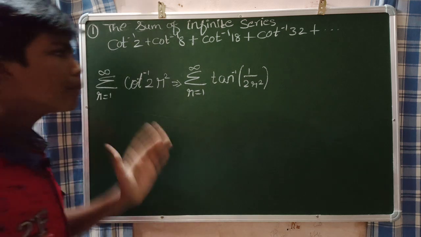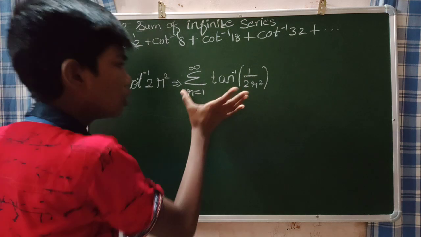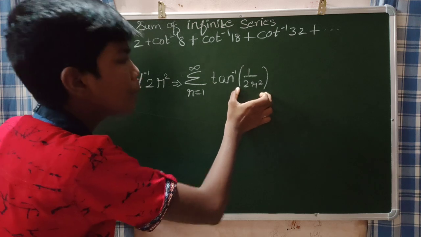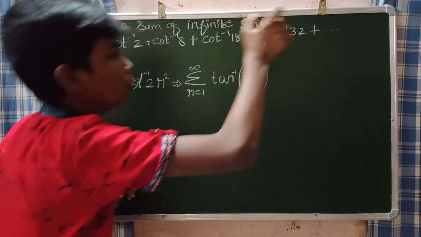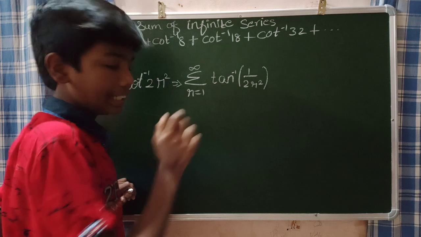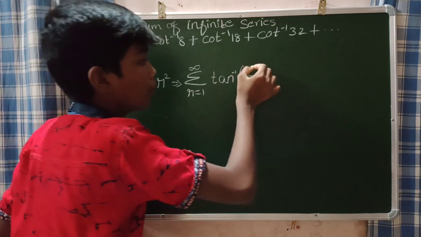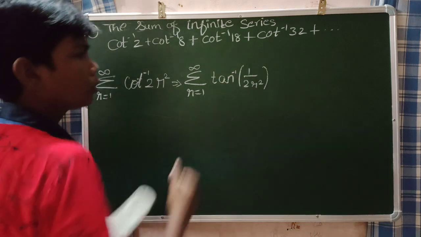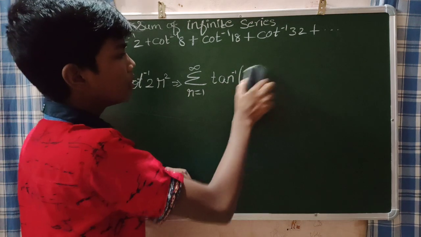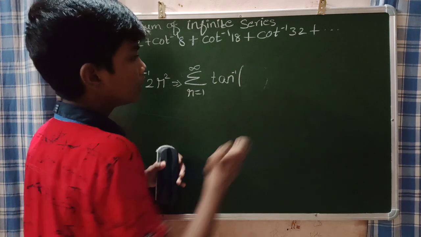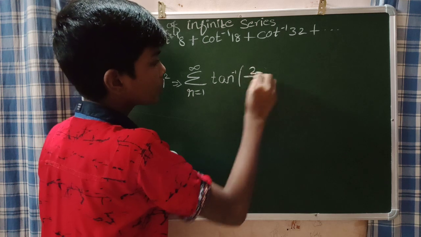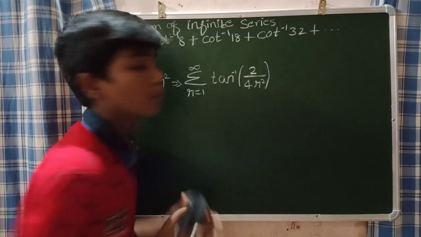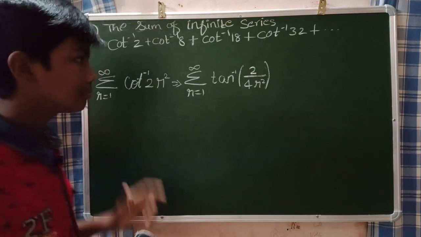Now guys, in this term, I'm going to multiply 2 on both the numerator and the denominator. So when you multiply 2 on both numerator and denominator, what you will get is 2 divided by 4r square.